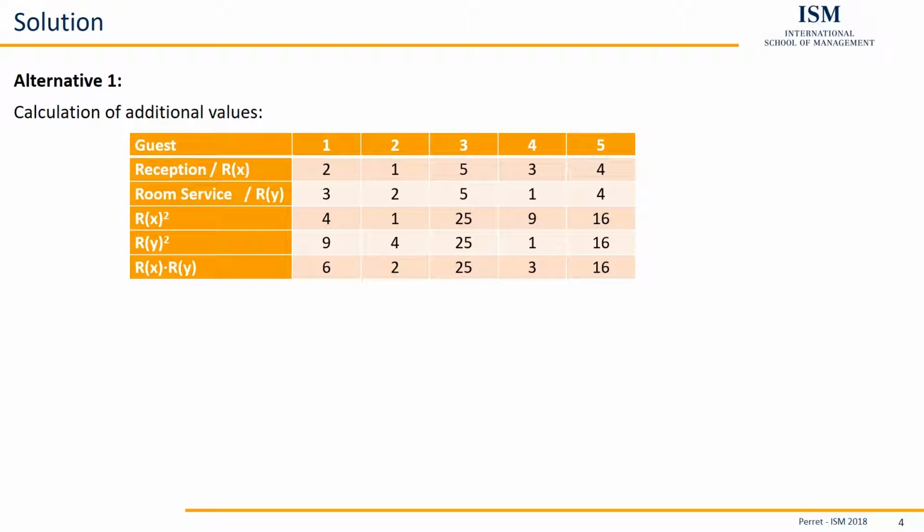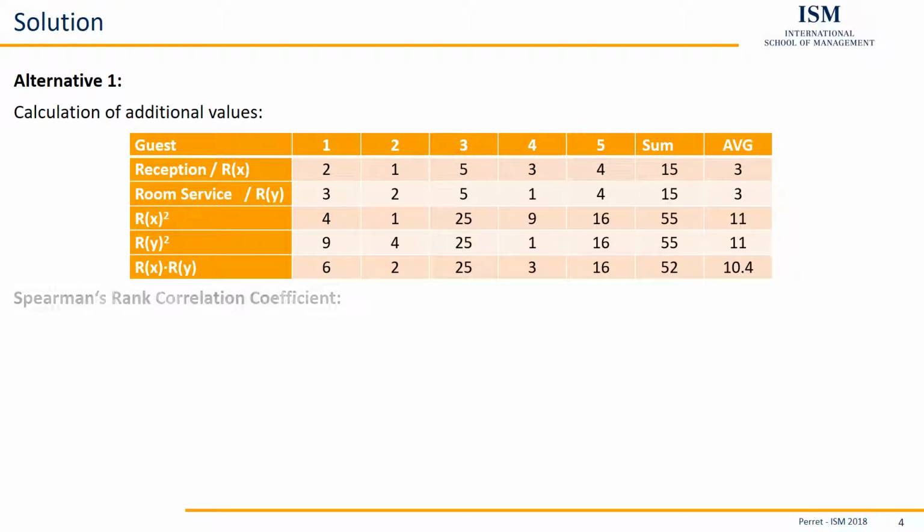However, we're not interested in those raw values, we're interested in the averages. So as a first step, we just sum up all the values. And then we divide them by 5, as we have 5 observations, 5 guests. So we get, in another column, our averages. We have for reception and room service both an average of 3. We have for the squared variables both an average of 11, and for the last one an average of 10.4.